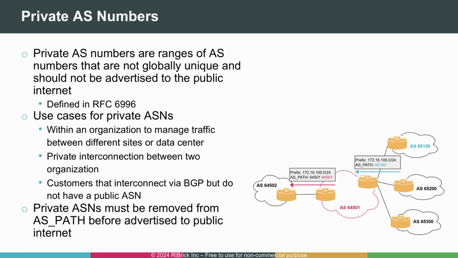This is also useful when a service provider's customers need to interconnect using BGP, for instance, to achieve multi-homing and redundancy, but don't have public AS numbers. In these cases, private AS numbers must be removed from the AS path before advertising prefixes to the public Internet.